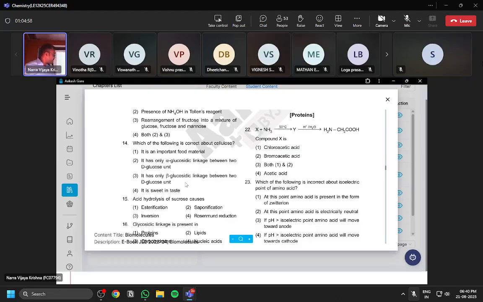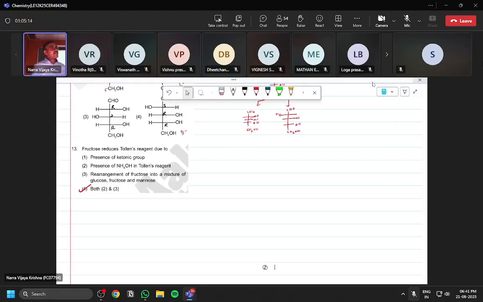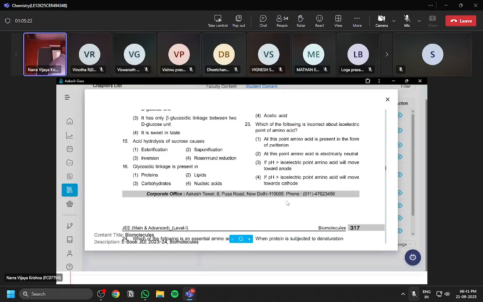Acid hydrolysis of sucrose causes inversion. We call it inversion of cane sugar. Initially, what is the sucrose optical rotation? Plus 66.5. Then finally it converts into plus 52.5 and minus 92. Per mole, it becomes about minus 21. So positive is converted to negative. That's why it is called inversion.